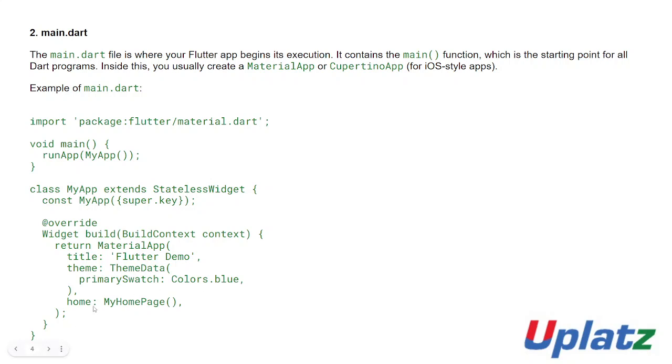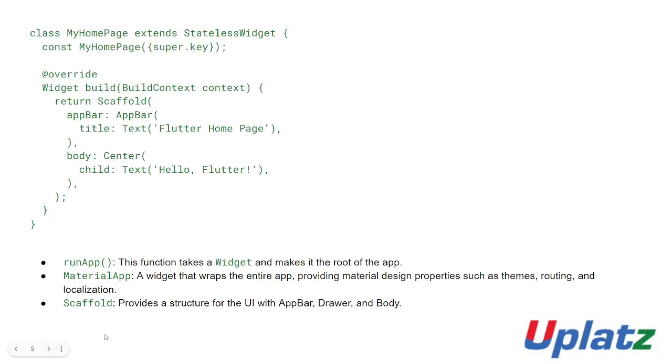Then home: MyHomePage. Please note that there is a comma after every line. Here is a comma, here is a comma, so that by seeing that comma, our formatters can format the code easily.